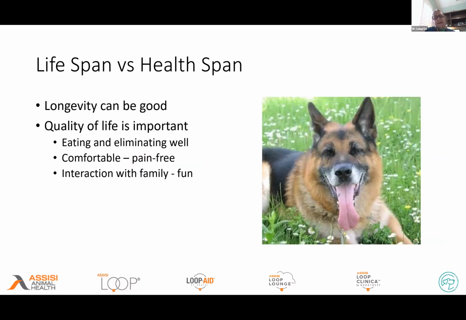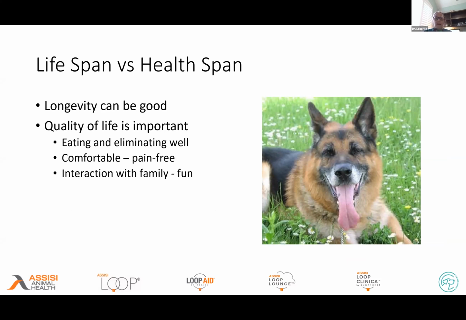The other thing I'd like to have you consider is that years are good, lifespan is good, longevity is good, but it's the quality of life that is so important. So instead of thinking about lifespan, we need to think about health span. We need to make sure that no matter how old that patient is, no matter how small or big, they are having a good quality of life.